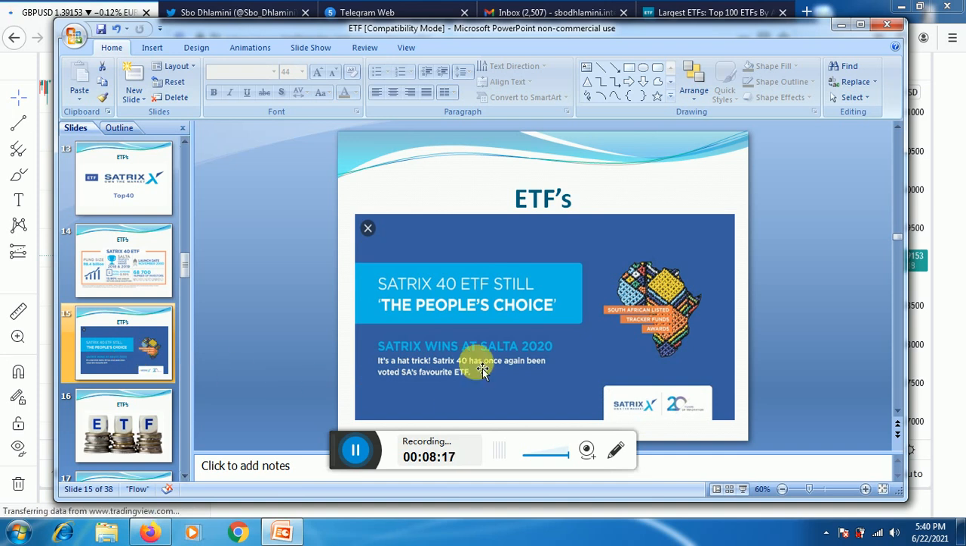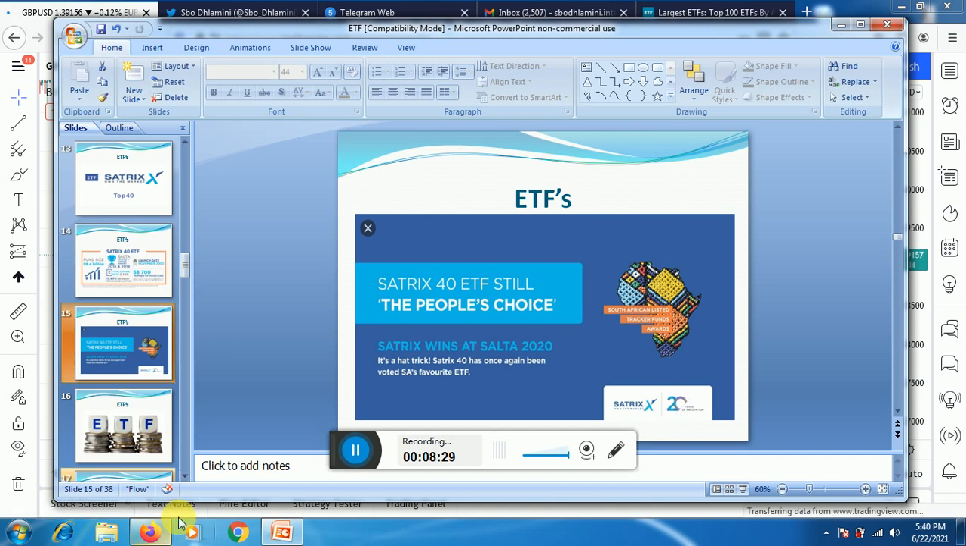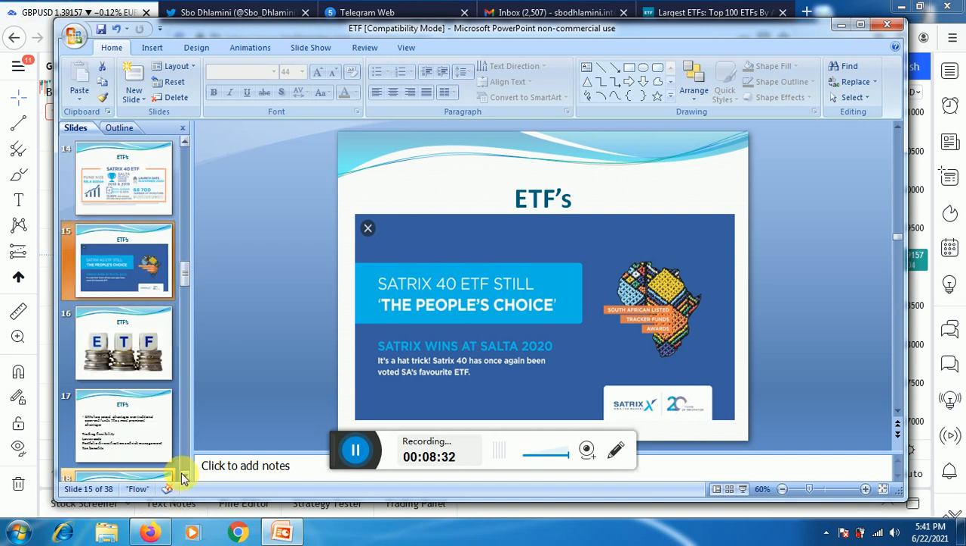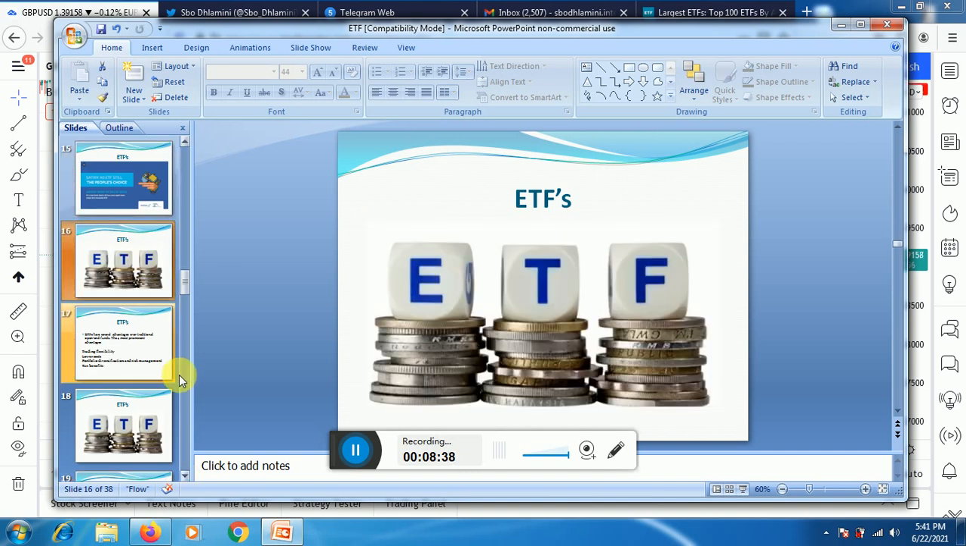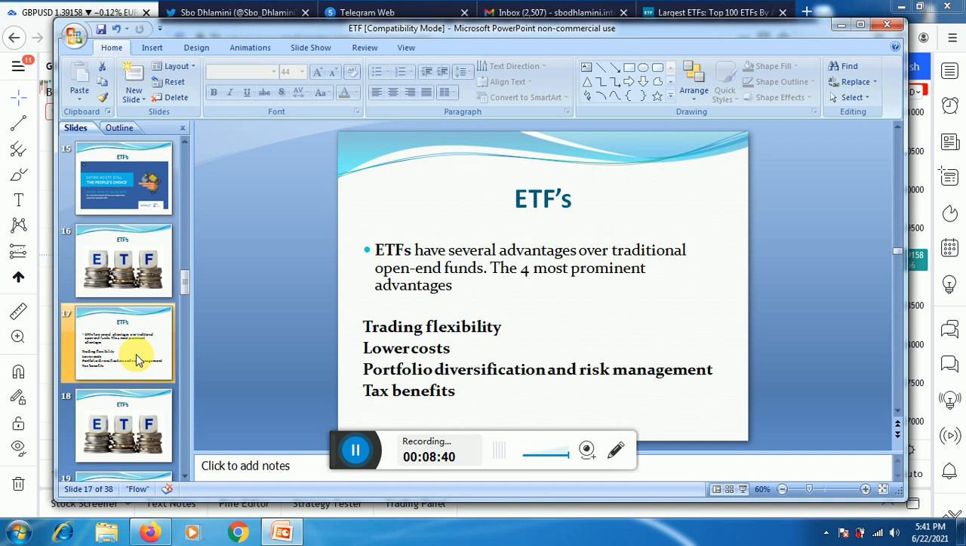So it is an award-winning ETF, the Satrix 40. They also call it the People's Choice, and it won an award at the Salsa 2020. So yeah, it has been voted South Africa's favorite ETF, because almost everyone, when they think of ETFs, always look at the Top 40 Satrix ETF first.